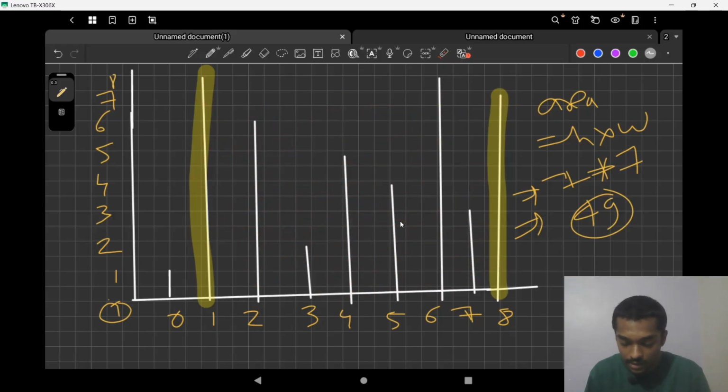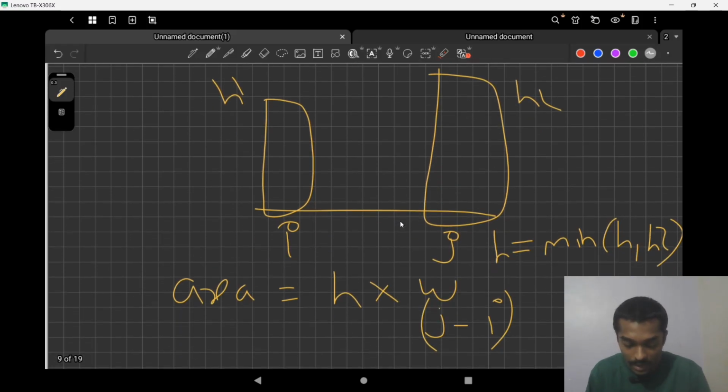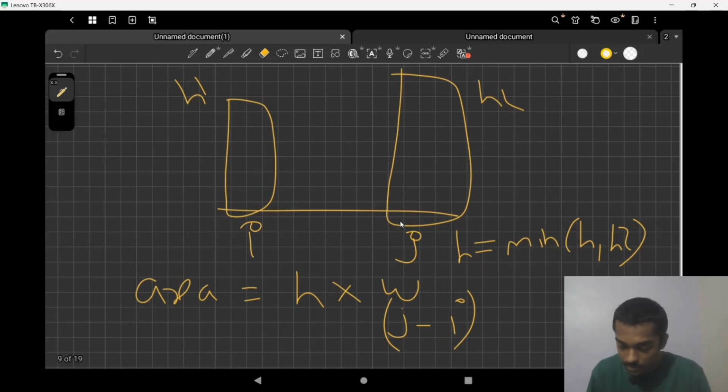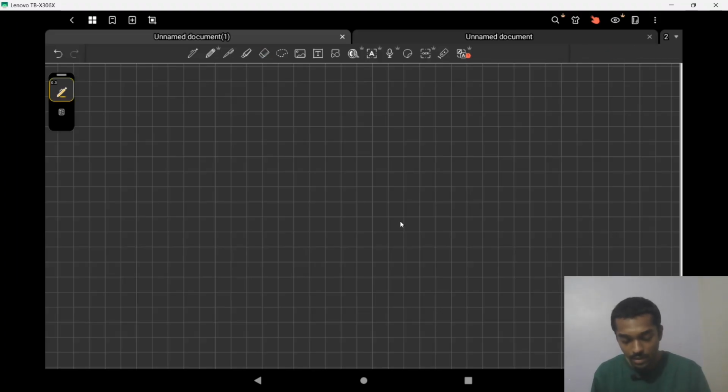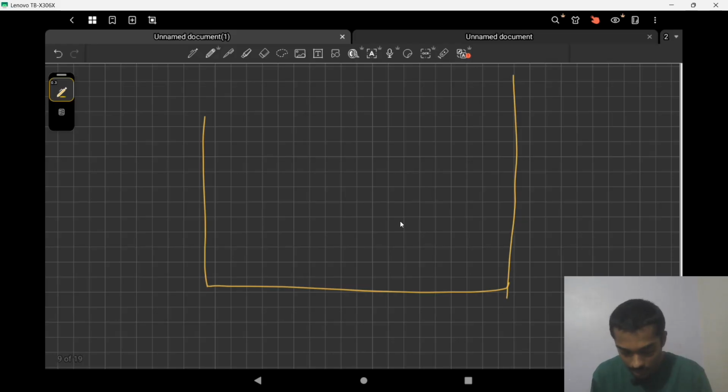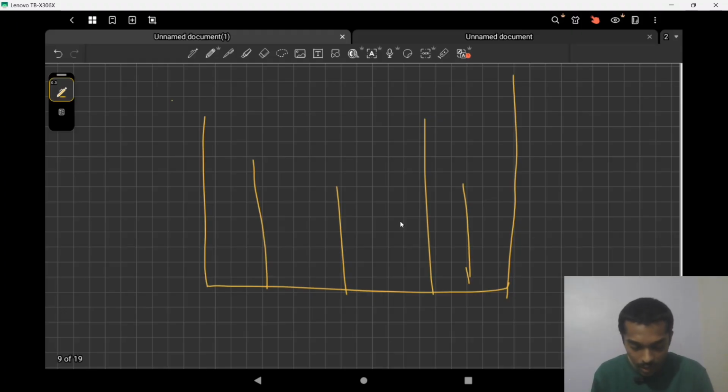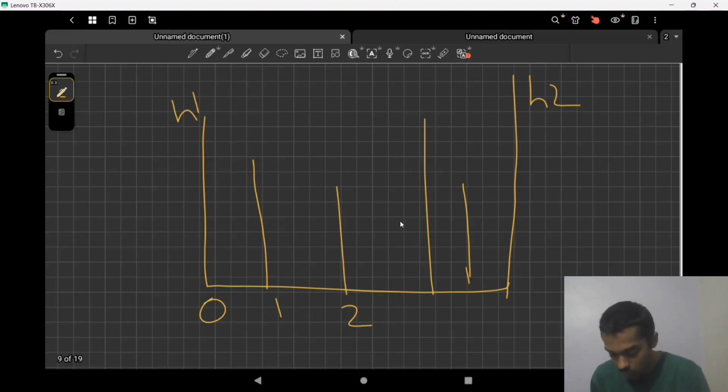Now let's understand how we can solve this question optimally. Let me erase this. Let's take another example, where we have heights like this. This is height 1 and this is height 2, with indexes 0, 1, 2, 3, 4 and 5. Let's say we are on this index and this index.